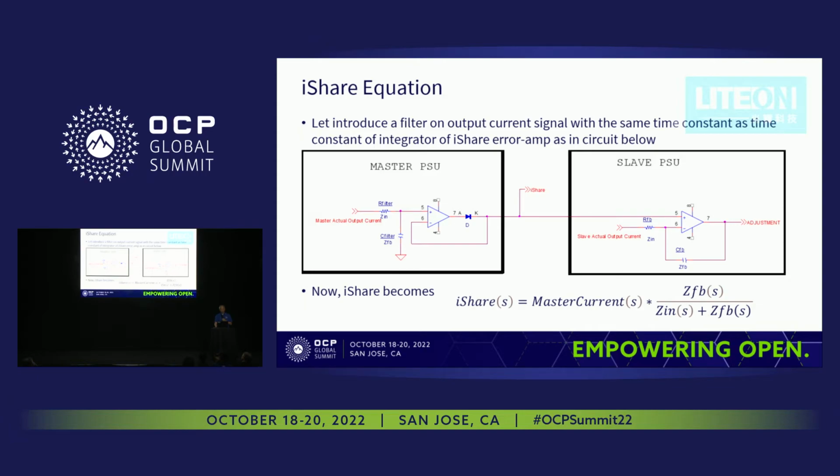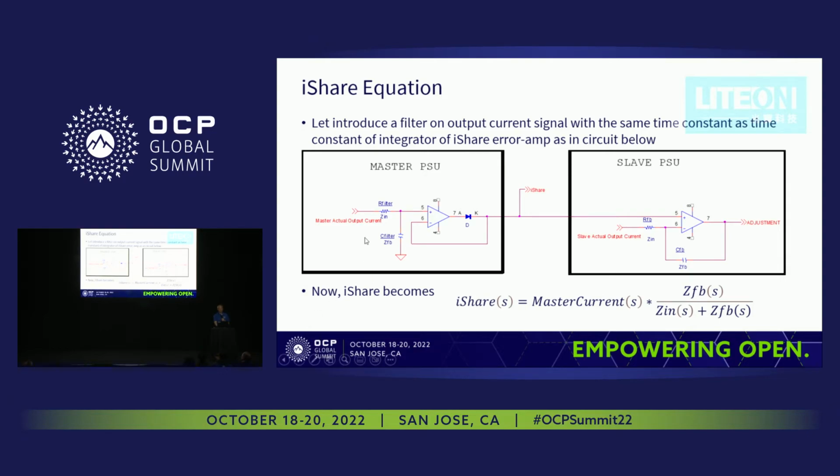Very fortunately, there is a way to do that, by matching the loop of the current share with the filter of the current share signal.